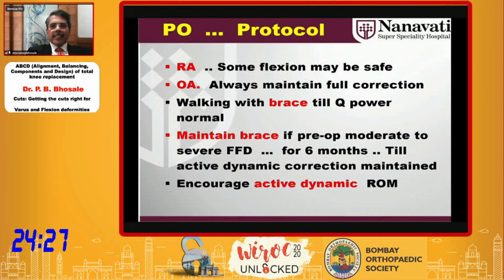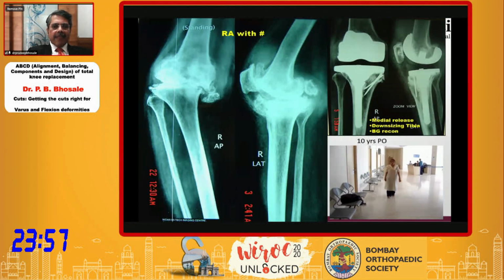So in rheumatoid, some flexion can be kept, while in OA, see that you don't leave any flexion deformity. You must have 100% correction. A brace should be maintained in flexion deformity, because there's always a good chance of recurrence. Flexion deformity recurs very fast. So till the tissues are matured, you must maintain the night splint, flexion deformity correction splints, and encourage active movement.